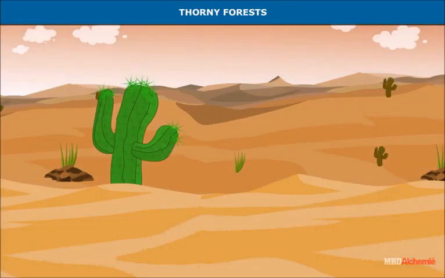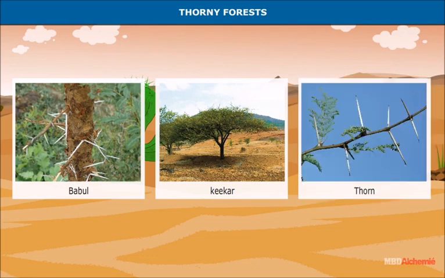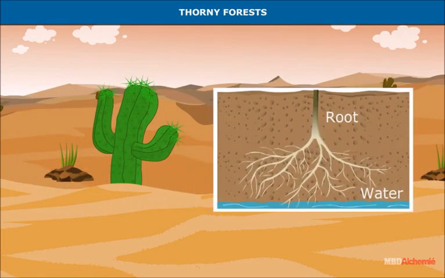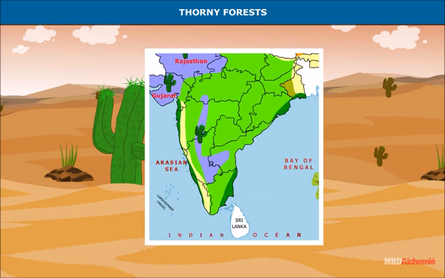Thorny forests. These forests are found in areas having annual rainfall of less than 80 cm. Short trees like babool and kikar are found in these forests. Thorns are a sort of protection. They help trees to preserve moisture and discourage animals from eating them. Most trees have deep roots to reach underground water. Such forests are found in the dry parts of northwestern India like Rajasthan, Gujarat, and the interior parts of peninsular India.